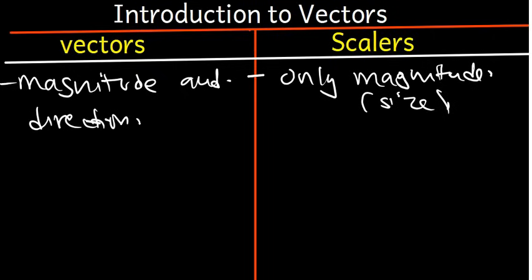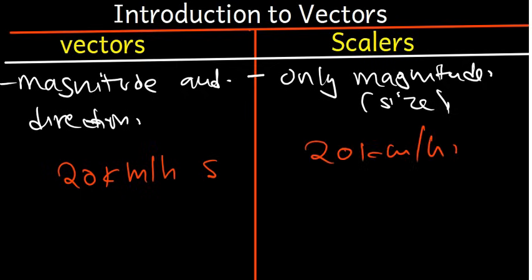Now, when we're talking about vectors, we are saying that a vector is a physical quantity which has got both magnitude and direction. Meaning that a vector is supposed to have a size and direction. So let's say a car is moving at 20 kilometers per hour south. The moment you say a car is traveling at 20 kilometers per hour south, we are giving the direction. The direction is toward the south. So south is the direction. 20 kilometers per hour is the magnitude.